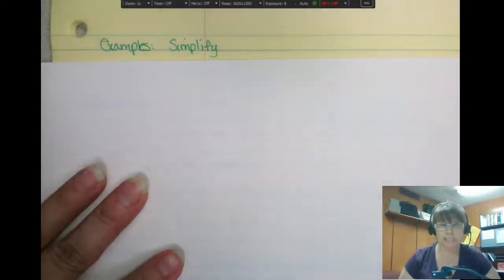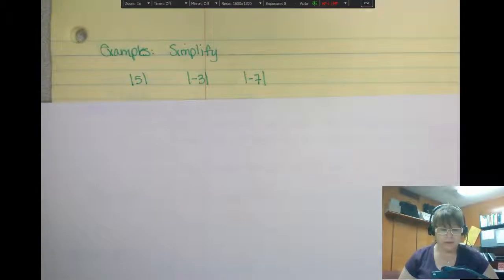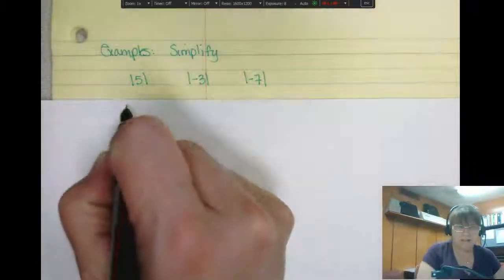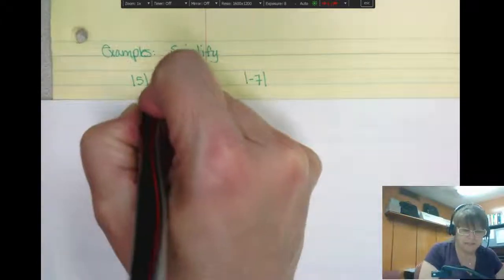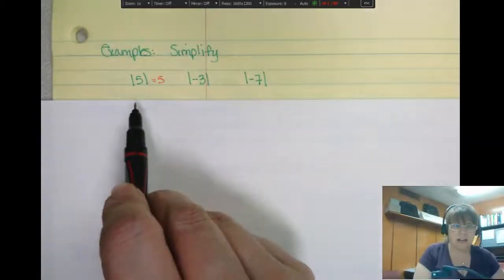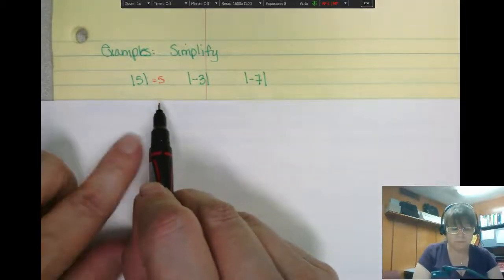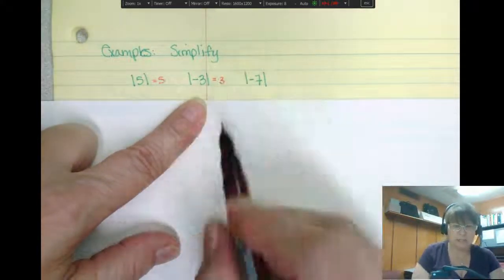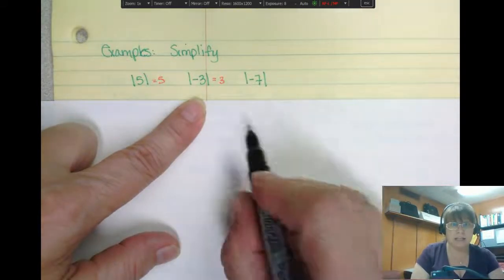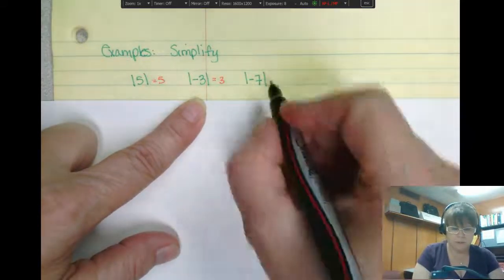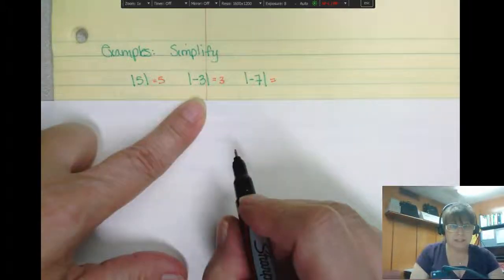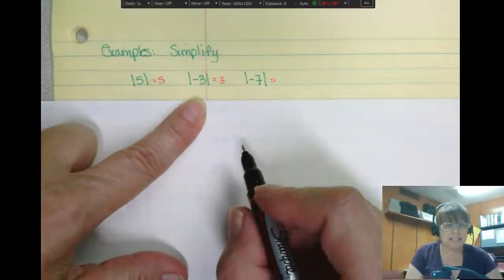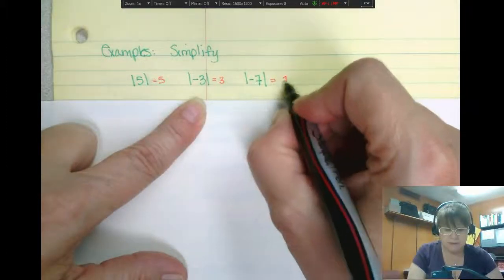Now let's try a few examples. So absolute value of 5, absolute value of -3, and absolute value of -7. Well, the absolute value of 5 is 5 because 5 is 5 away from 0. The absolute value of -3 is 3 because remember on the number line, -3 is 3 away from 0. And the absolute value of -7 is 7 because it is 7 away from 0.